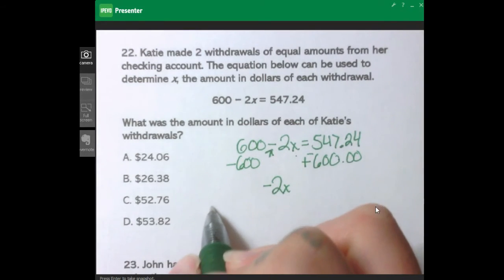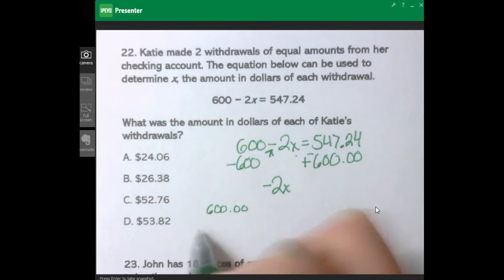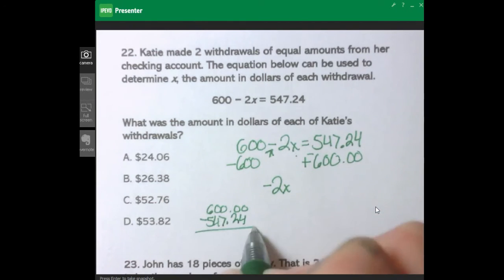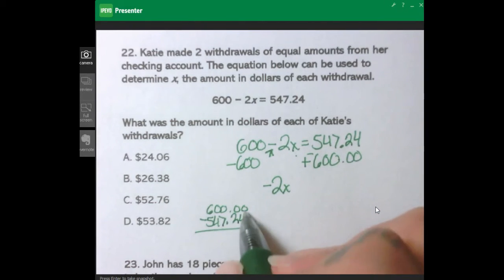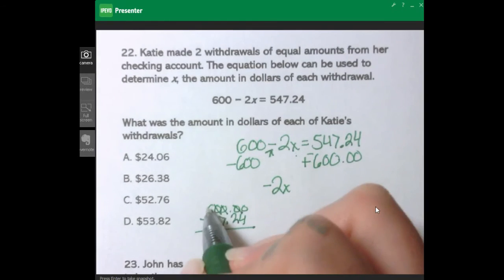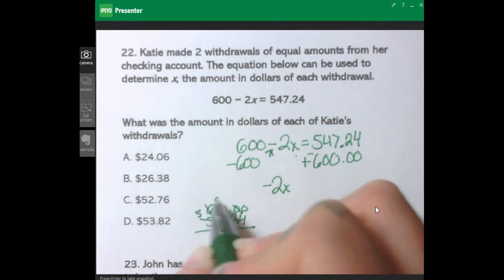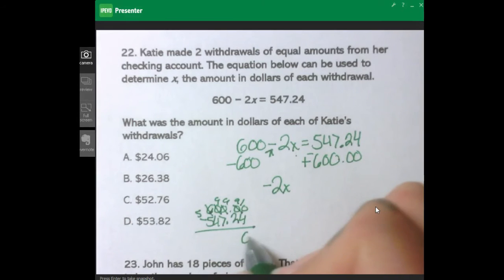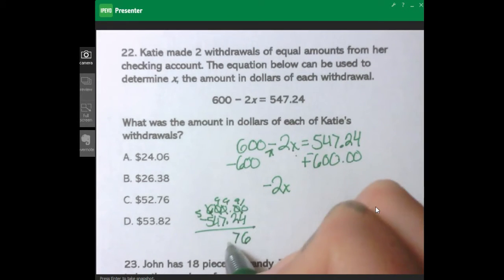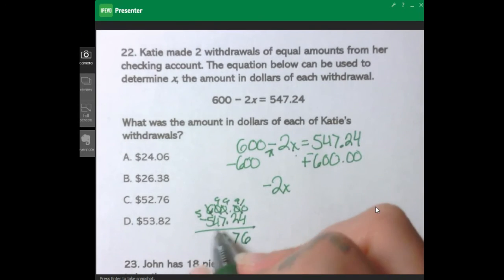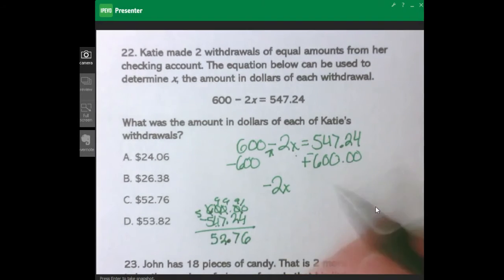So I'm going to come over here and I'm just going to show 600.00 minus 547.24. So we'll have to do some borrowing. I can't take 4 from 0, and I can't really borrow from that 0. So I'm going to come all the way over here. It's 5, 10, 9, 9, 9, and 10. 4 from 10 is 6. 2 from 9 is 7. Don't want to forget my decimal. 7 from 9 is 2. 4 from 9 is 5. And 5 from 5 is 0.